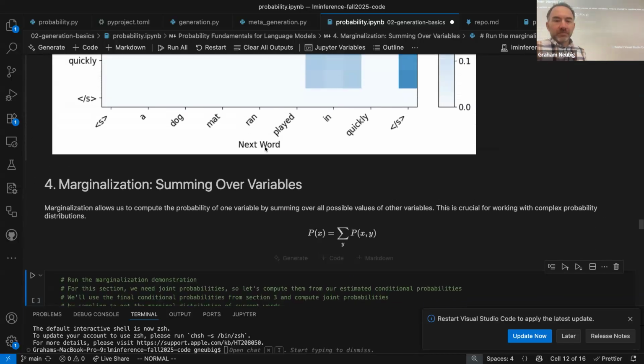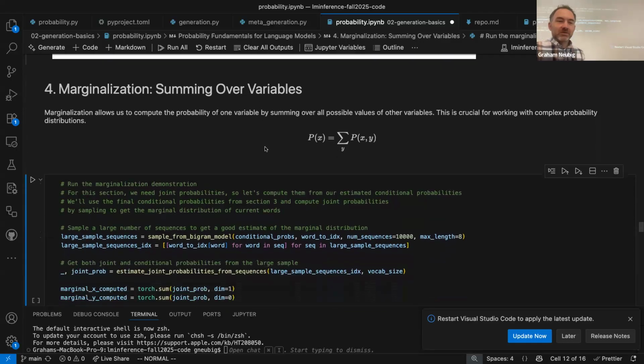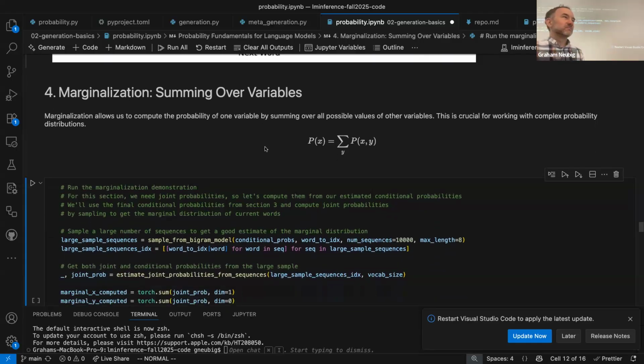So the next thing I want to talk about is marginalization, which is summing over variables. This is also important, and we're going to be talking about it a lot in our meta generation section. I actually already said the answer. Marginalization is basically taking this sum, for example, taking the sum over y and predicting the probability of x, or taking the sum over x and predicting the probability of y. Does anyone know why it's called marginalization, by the way?